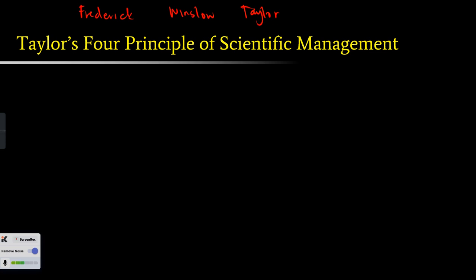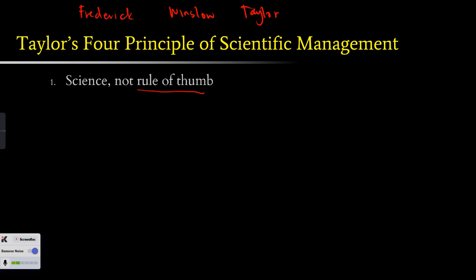Now, let us dig deeper into Taylor's four principles of scientific management. First, science, not rule of thumb. It means that you are going to develop a science of each element of a man's work, which replaces the old rule of thumb. The meaning of rule of thumb, for example: it is okay for a certain person, so you will consider it okay also for you, right?